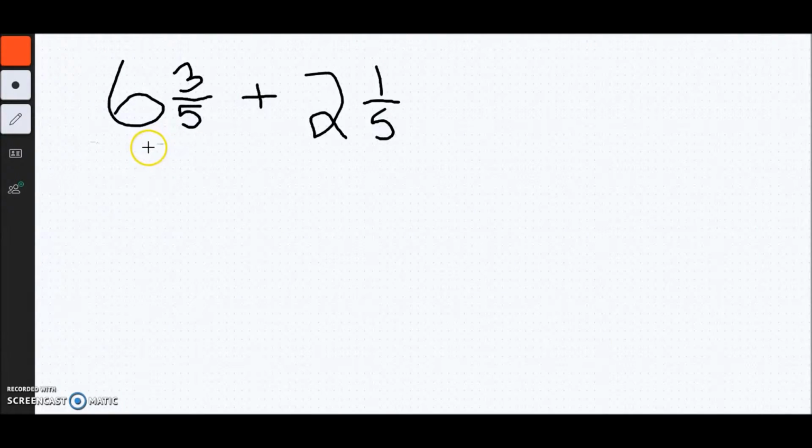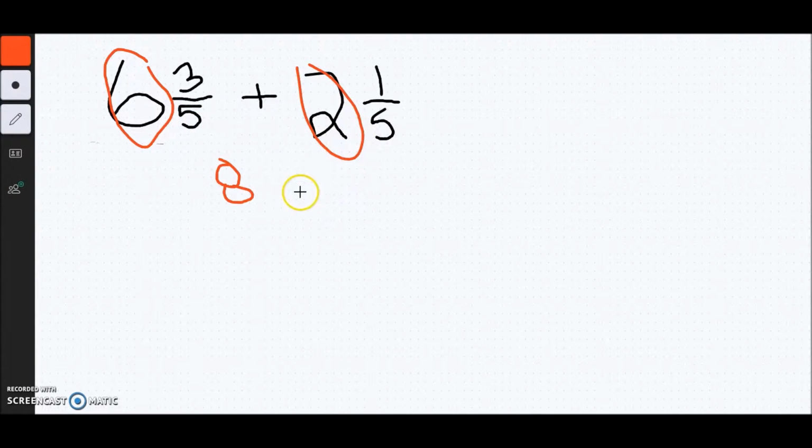So here I have 6 3/5 plus 2 1/5. To start this problem, you will look at the base numbers, in this case 6 and 2, and you'll add those together for a total of 8. And because the denominators are the same, that's going to stay the same in your answer. And for the numerator, you're going to add straight across, so 3 plus 1, which is 4. And you arrive at your answer of 8 4/5.